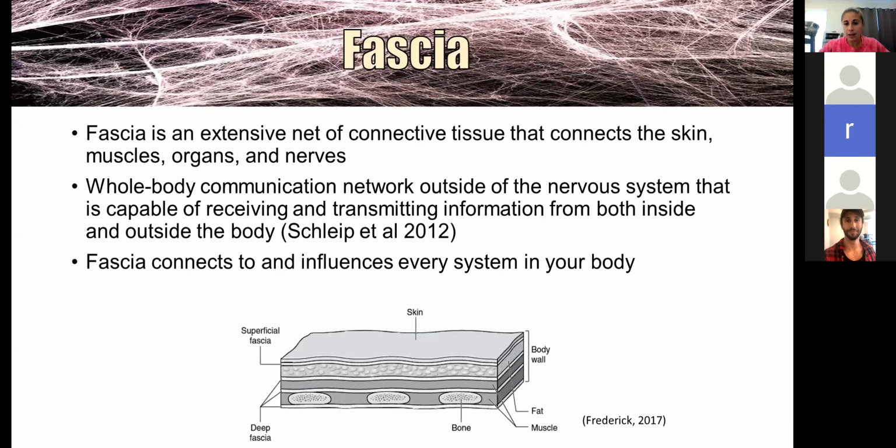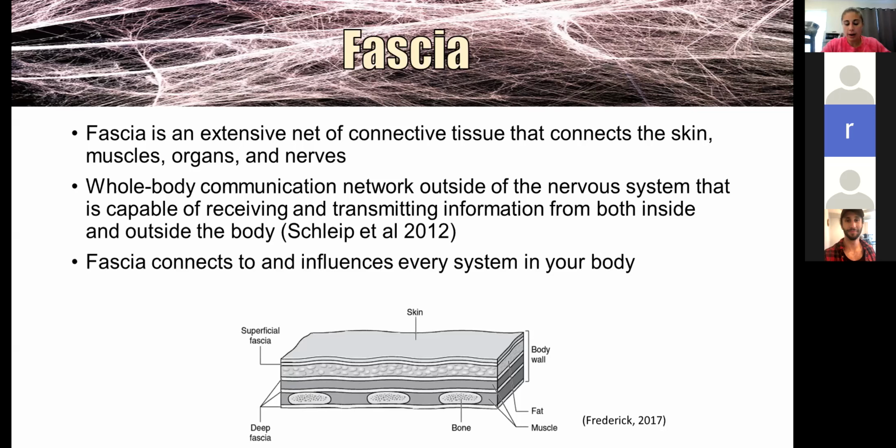So it's self-myofascial release, fascia, right? So that's what we're really trying to work on here. And so what is the fascia? If you take a look at this image at the top here, it's kind of like a very dense spider web, right?